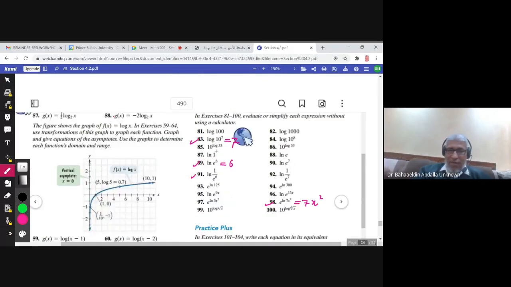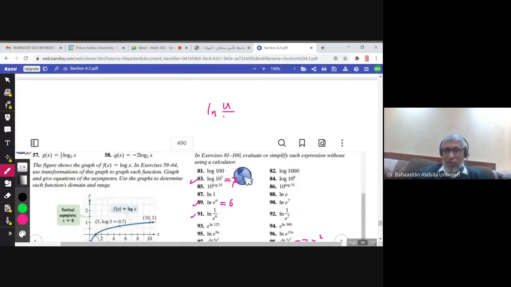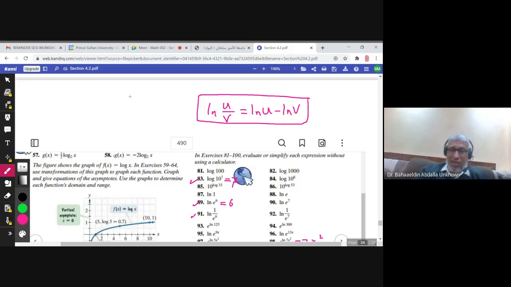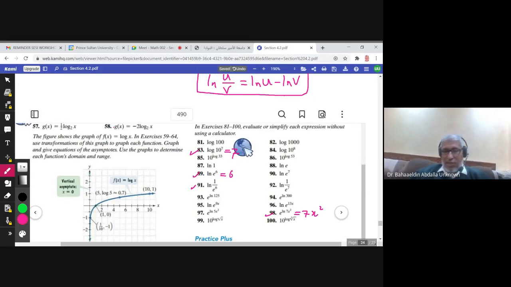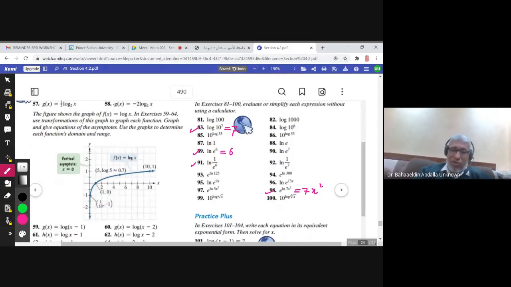In fact there is a property you are going to study, that ln u over v is ln u minus ln v. We are going to study this in the next section, okay? But we don't have it. So we have to solve this question without using this property. So let me do it here.